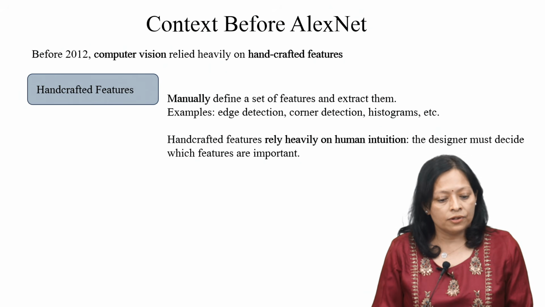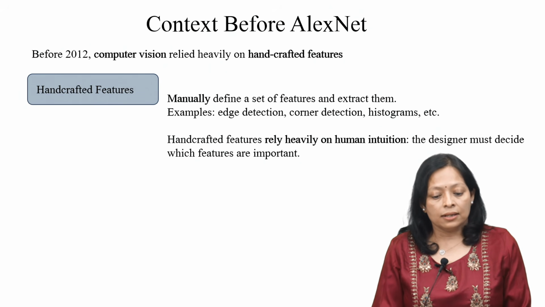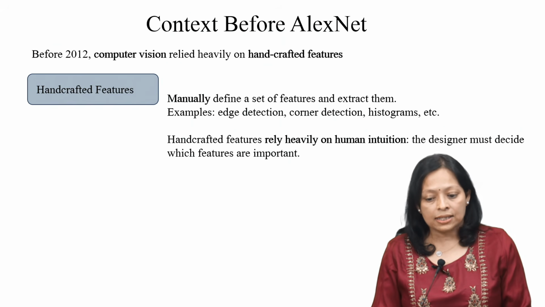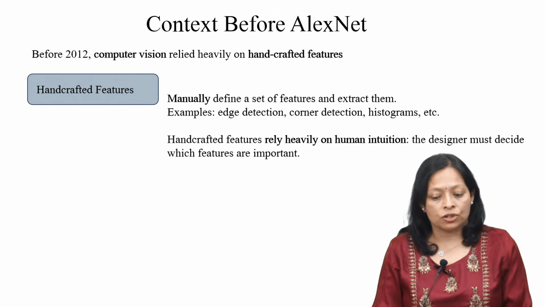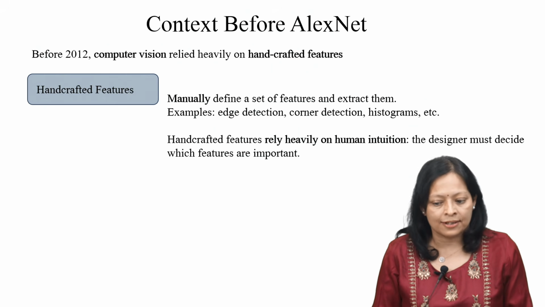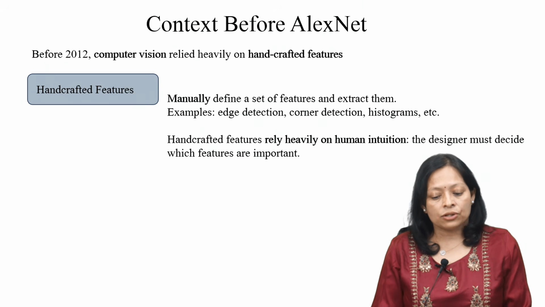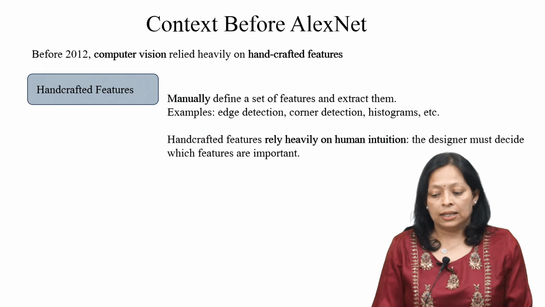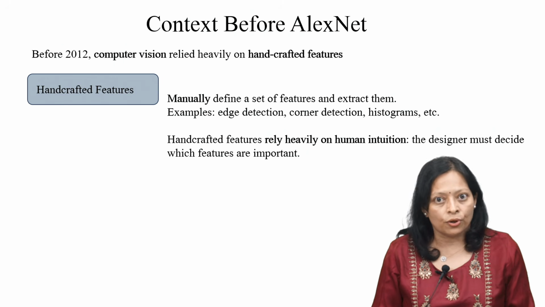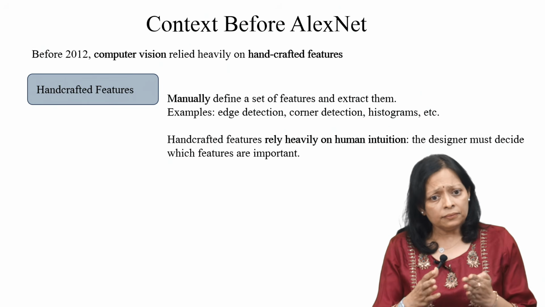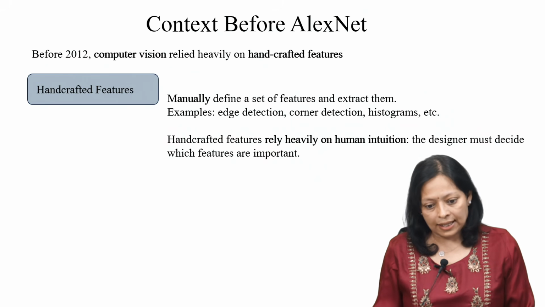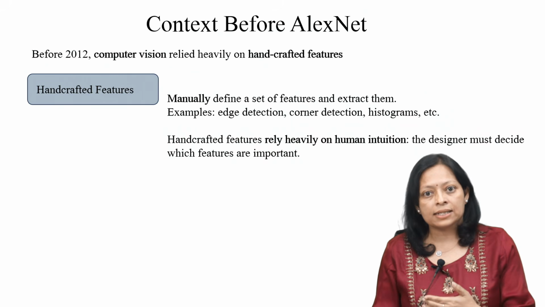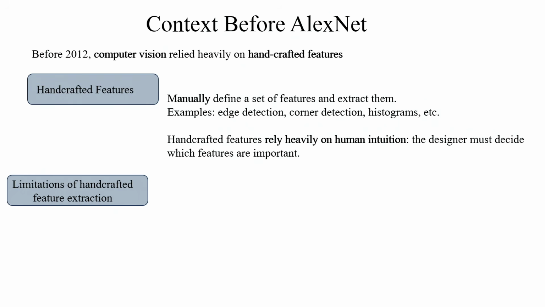Now, what are these handcrafted features? These are manually defined sets of features, and those features were extracted. Examples: edge detection, corner detection, histograms, etc. Handcrafted features relied heavily on human intuition. The designer must decide which features are important. So, basically, these handcrafted features required human intervention, and that was a limitation on the extent to which computers could see objects.